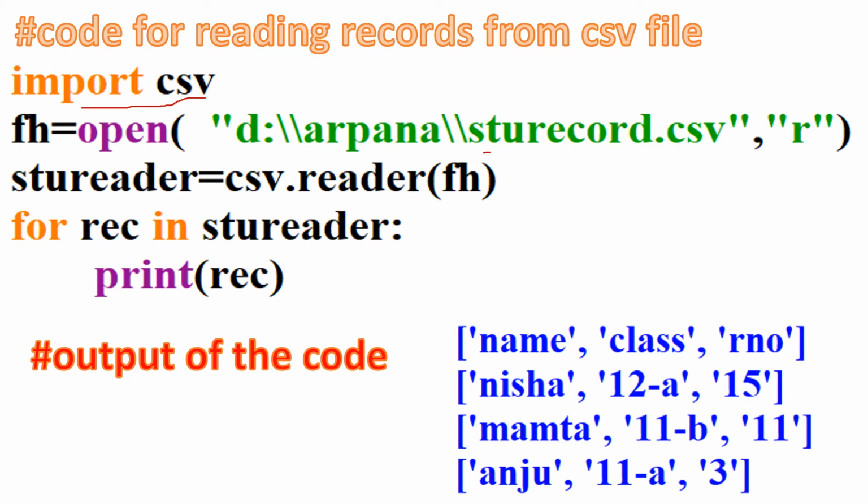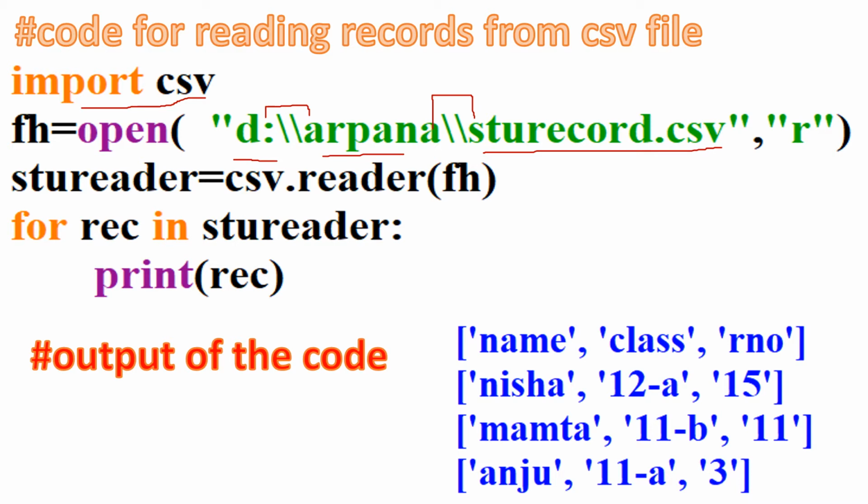So this file sturecord.csv, which is saved in this particular drive, the D drive, in this folder. So you have to mention the complete path, and you know you have to use a double slash here because it is an escape sequence and slashes are part of the syntax. So to use a slash as a slash, you have to use it as an escape sequence. Okay, now fh is the file handle, that is equal to open.